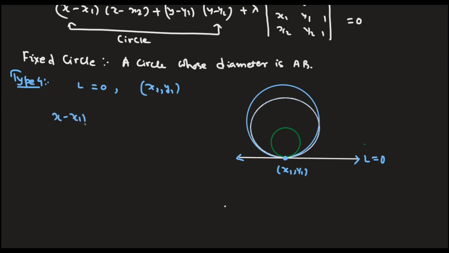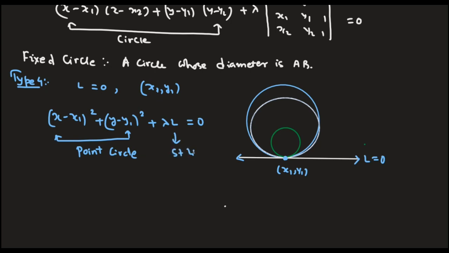So now (x − x1)² + (y − y1)² + λL = 0. So we are taking here (x − x1)² + (y − y1)², that is our point circle, plus λ times L equal to 0. Okay now. Here this is the point circle whose radius is actually 0. This we call a point circle, and here L is the straight line.